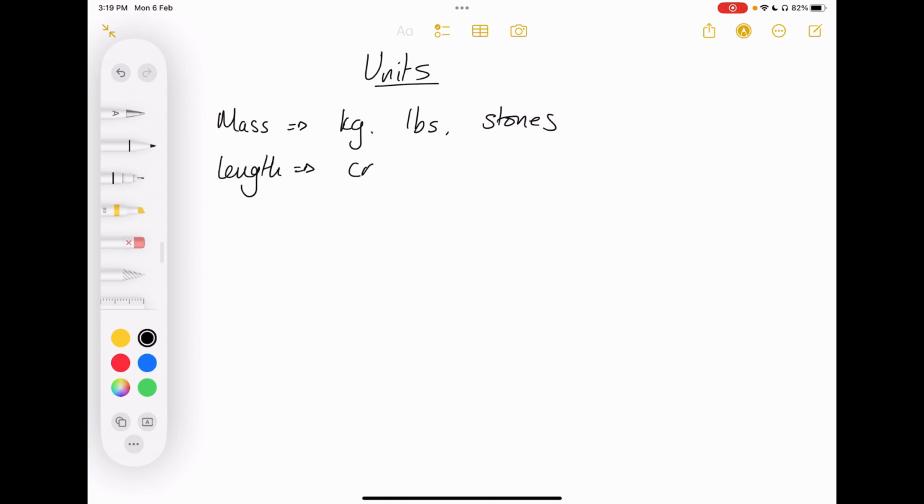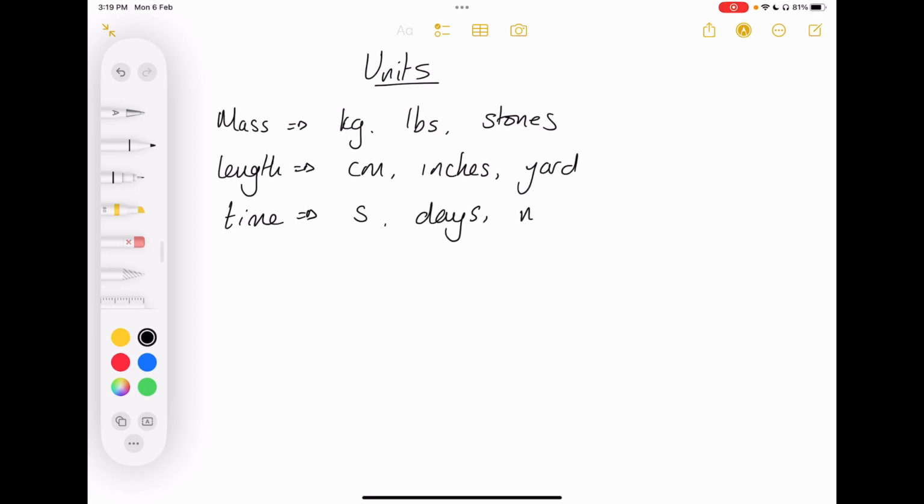In this video, we are going to be looking at units. Now, regardless of what exam board you're doing, units in physics is very, very important. So let's get started. If you are measuring mass, you might in your everyday life use kilograms, maybe you use pounds, maybe you say stones. If we're talking about length or distance, you might use centimeters, inches, maybe yards. And if we're talking about time, do you use seconds, days, months?